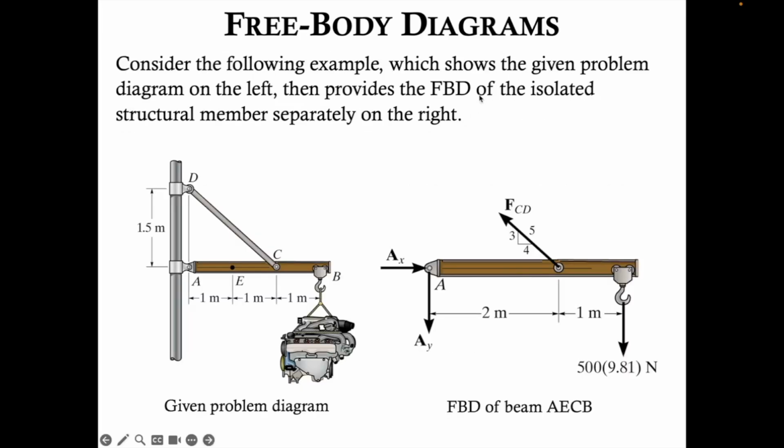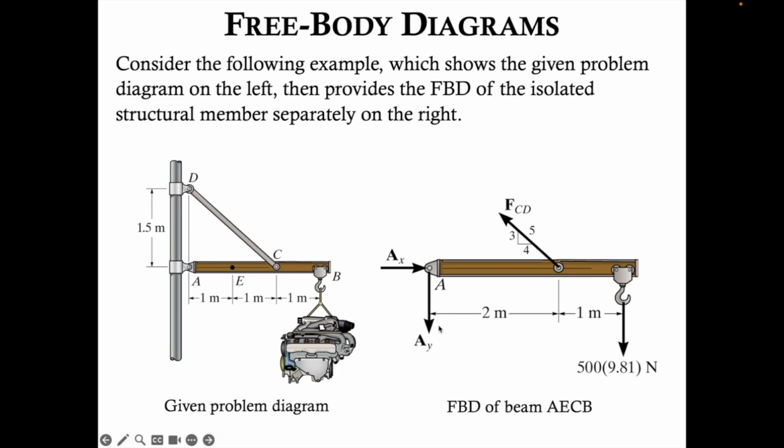So consider this example, which shows the given problem diagram on the left and provides the FBD on the right of the isolated structural member. We have an engine hanging from this beam. This beam is being supported by a pin connection at A, and we have this connecting rod here supported through a pin connection here and a pin connection here.